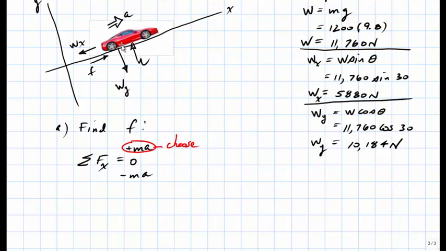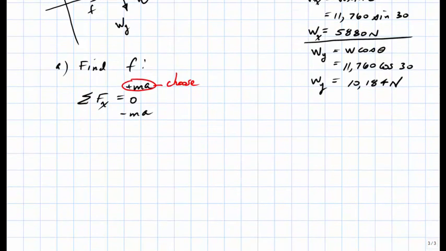We can also note from the diagram that we have two forces that are aligned with the x-axis. We have Wx and we have the frictional force. Note that Wx is entered as a negative force, and the force of friction will be entered as a positive force because it's directed towards the right. And so we'll note that we have the frictional force, we have Wx, and on the right hand side we chose ma.